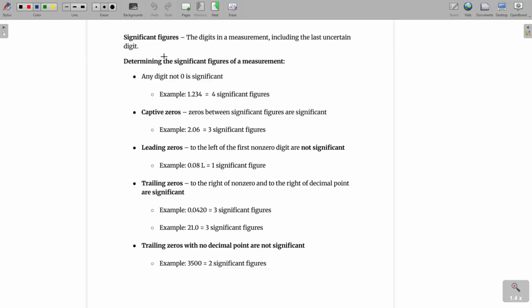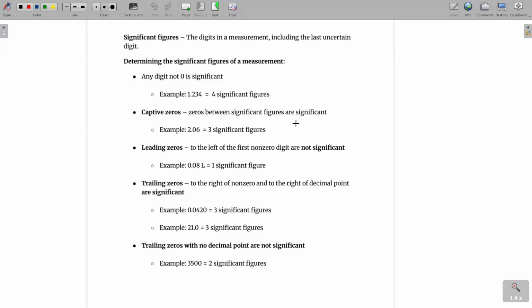And so here are some of my notes from when I took Chem 1, many semesters ago. It just kind of goes over this, right? I think I got this either from the textbook or my professor's lecture slides, but basically, any digit that is not 0 is significant. And so we see in the first example, 1.234 has 4 sig figs.